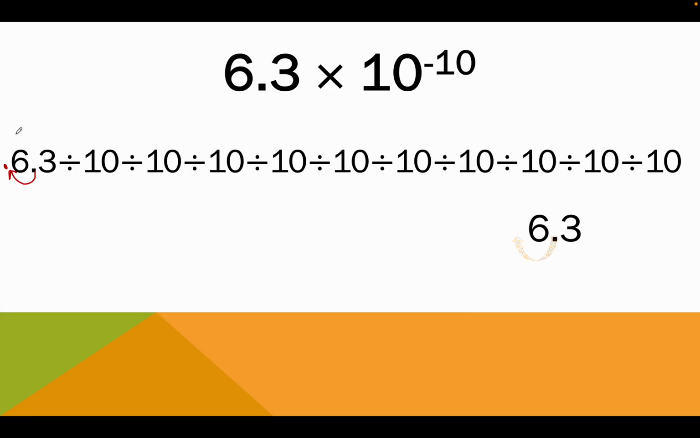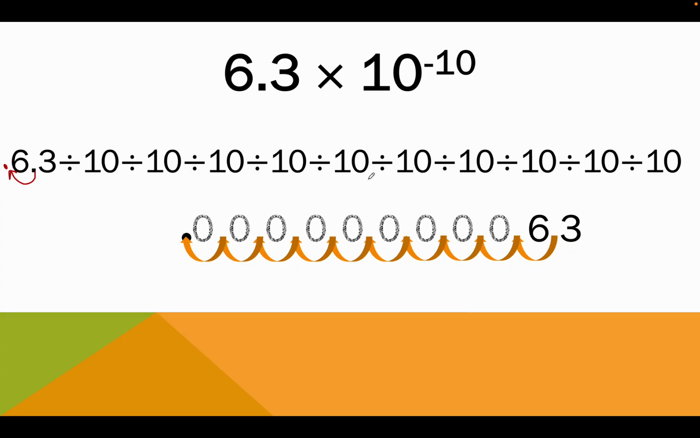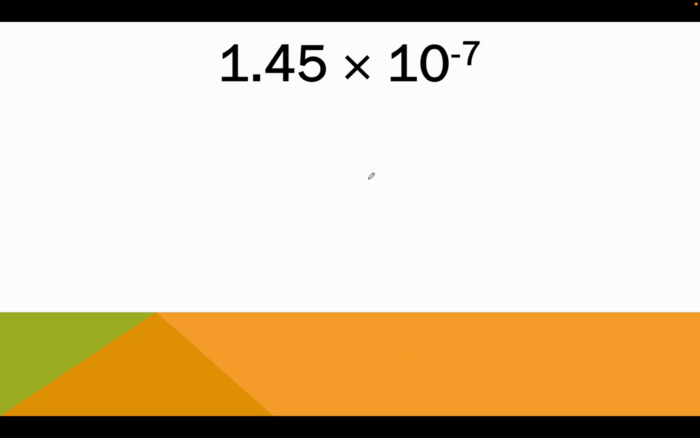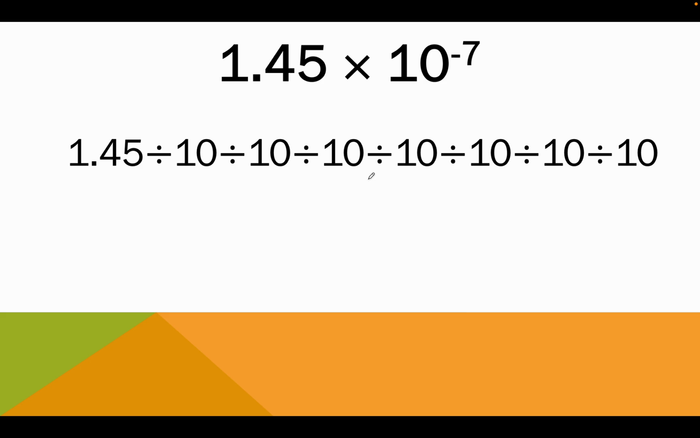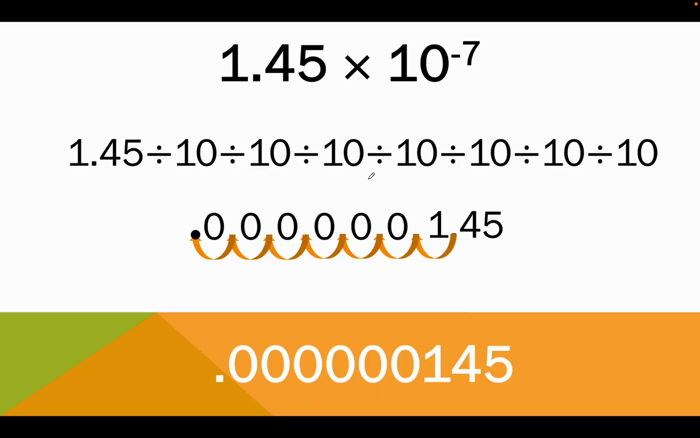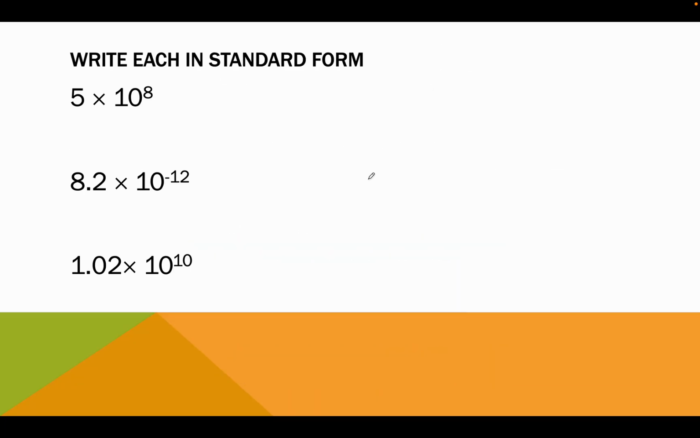So if we know that, then we can take that shortcut of scooching that decimal 10 spaces to the left, putting it at the front, and then filling all those spaces with zeros for our answer. The second example looks like this. Or with the shortcut, you're moving that decimal 7 spaces to the left, putting the point in the front, and filling the spaces with zeros for this final answer. Take a minute to try these on your own.